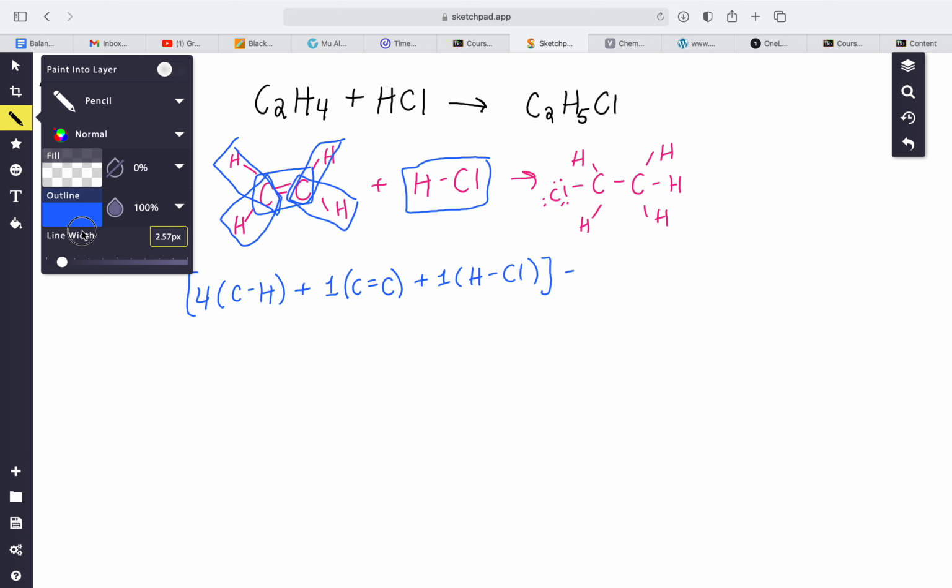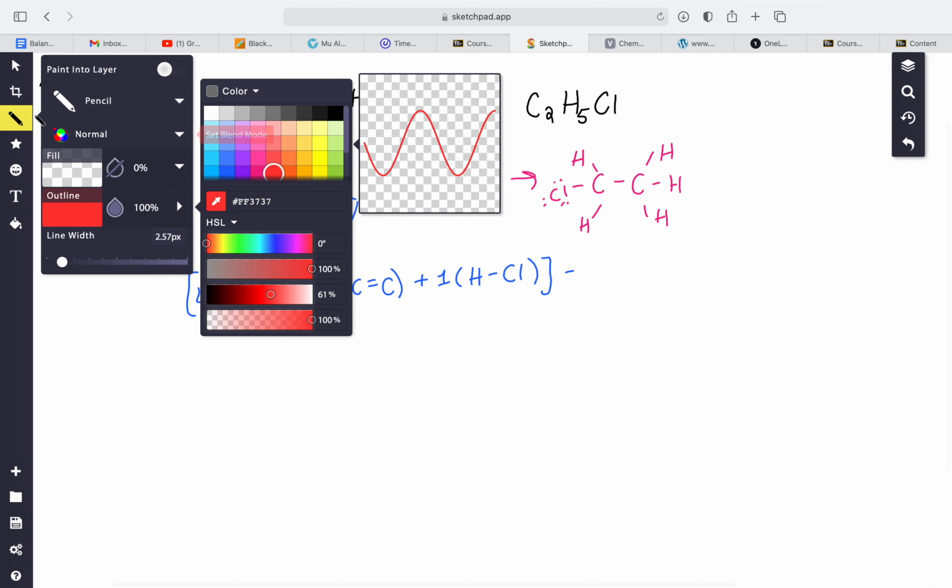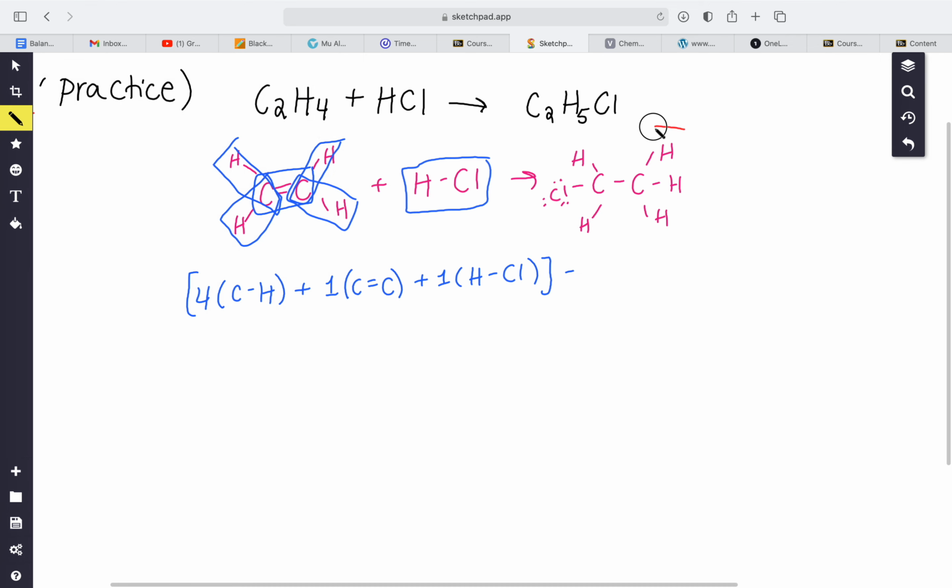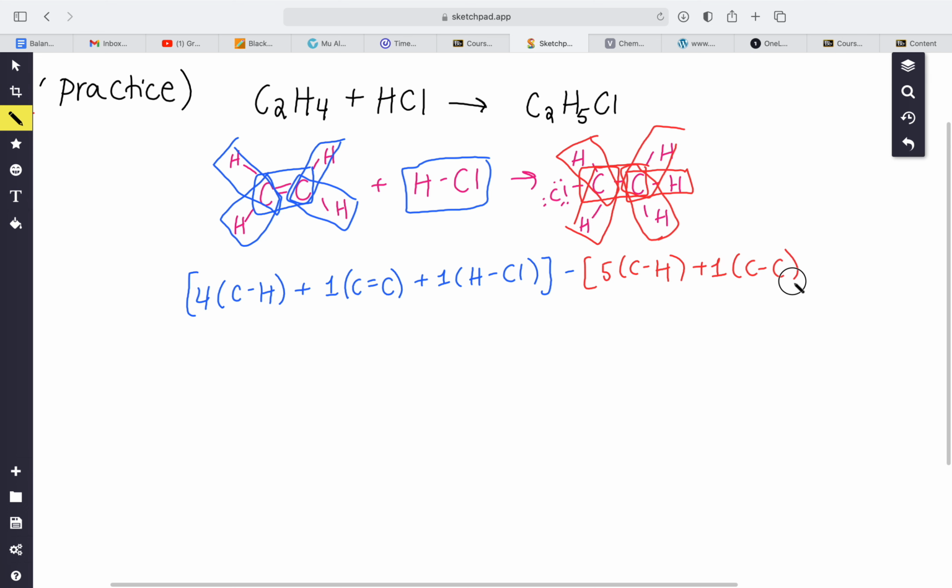All right, so we're going to add all those together and subtract it from these bonds here. So we're going to have 1, 2, 3, 4, 5 carbon-hydrogen bonds, and then 1 carbon single bond plus 1 carbon chlorine bond.